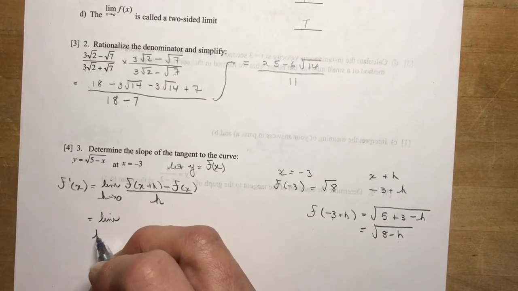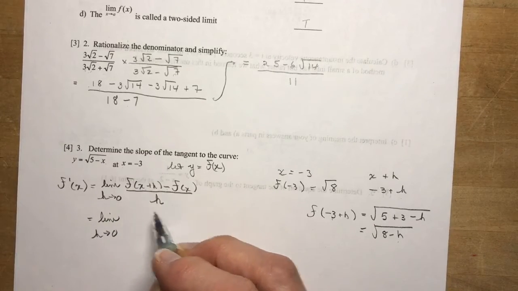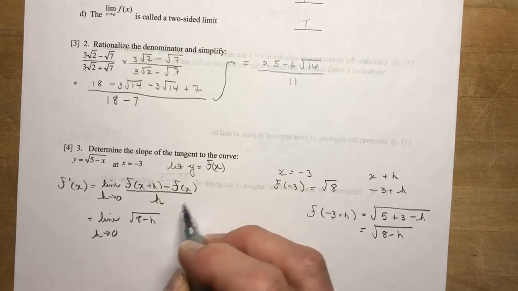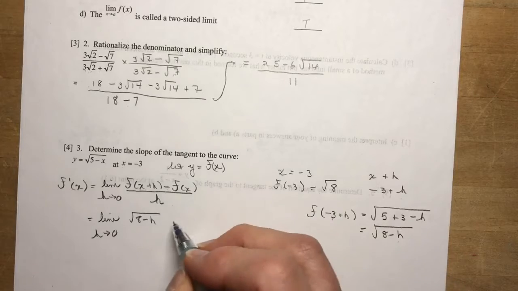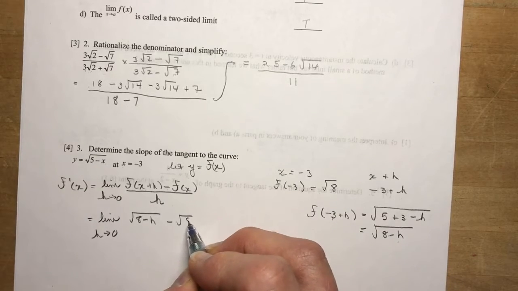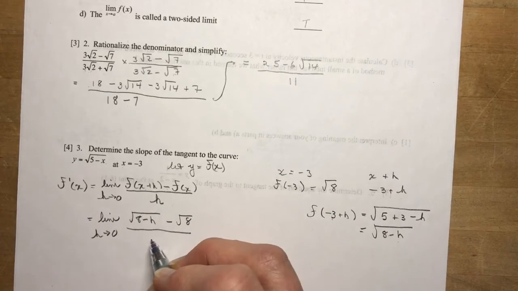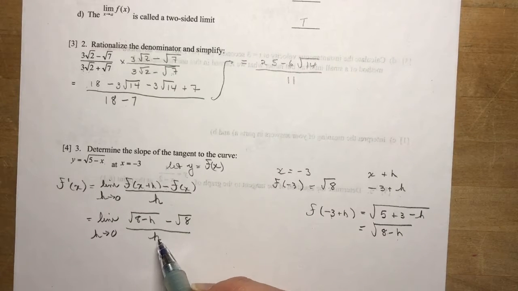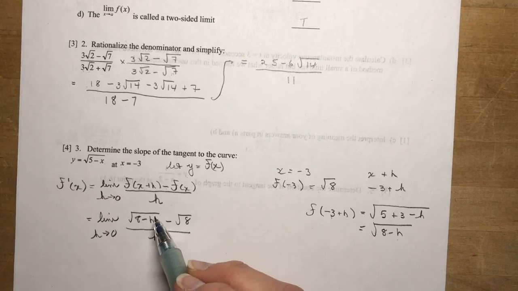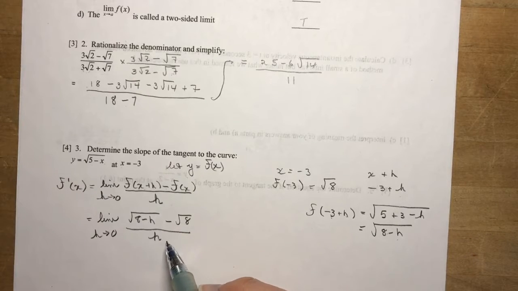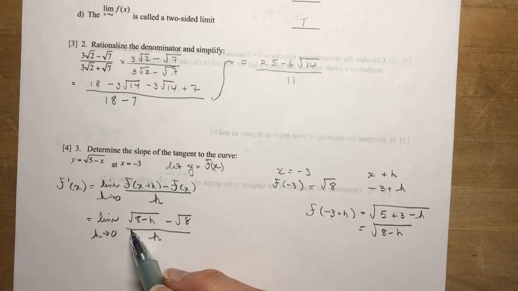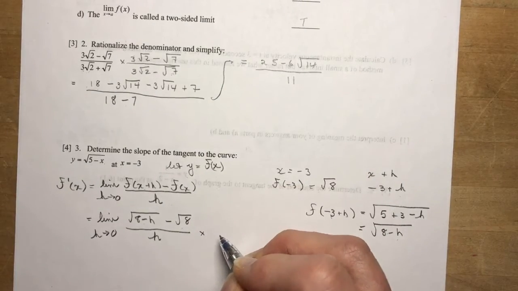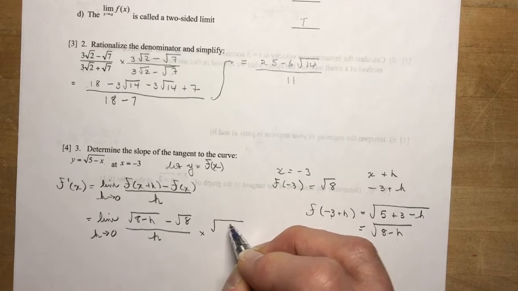So this is the limit as h approaches 0. So f at x plus h is the square root of 8 minus h, minus f at x, so that's going to be minus the square root of 8 all over h. Now, in order for you to get rid of this h somehow, you have to do some more work, right? And that means, because we have radicals here, we're going to multiply by the conjugate, which is what we did up here, only this time we're rationalizing the numerator.